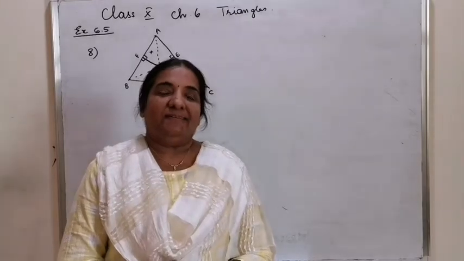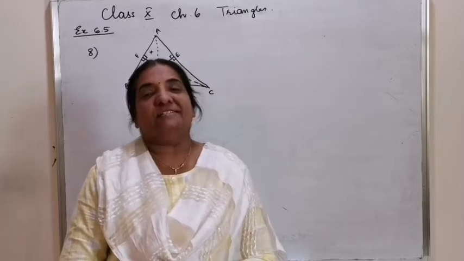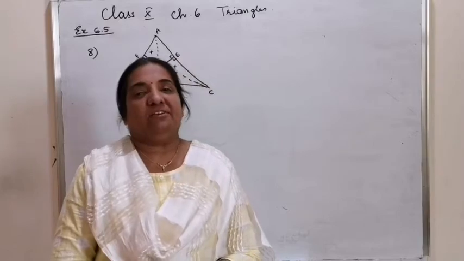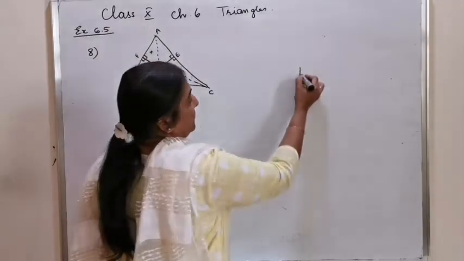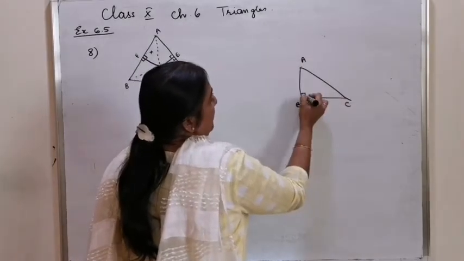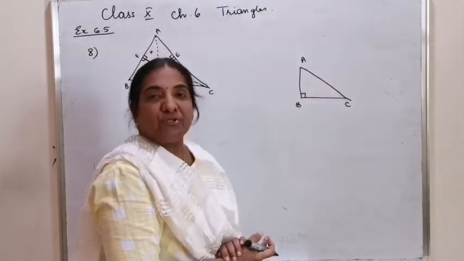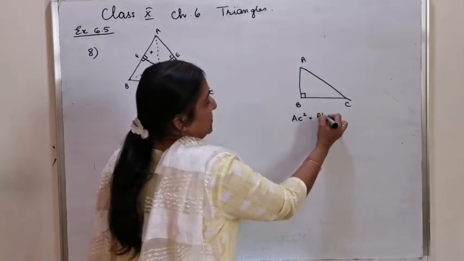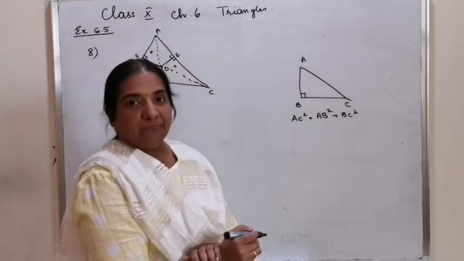Good morning, children. Hope you have revised the statement of Pythagoras theorem and its converse and the application of Pythagoras theorem in right triangles. If you have a right triangle ABC, right angle at B, the side opposite to the right angle is always the hypotenuse, which will be the longest side. So, in order to get the hypotenuse, we will add altitude square plus base square.